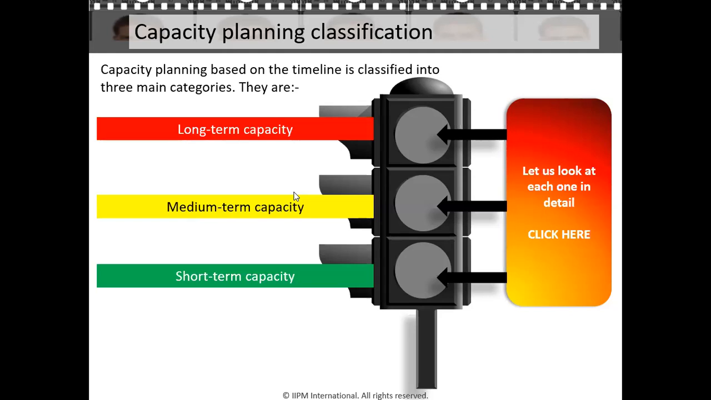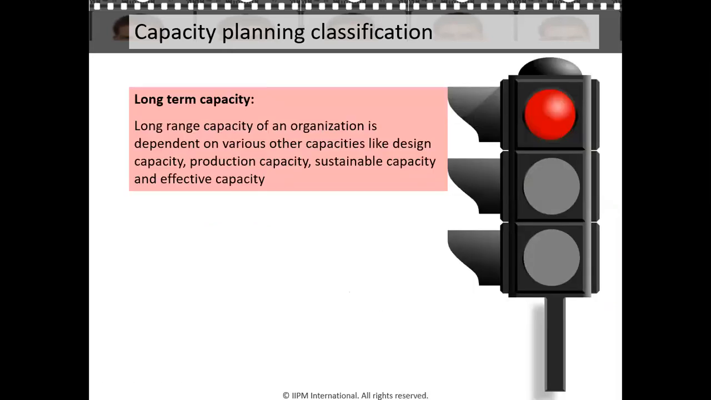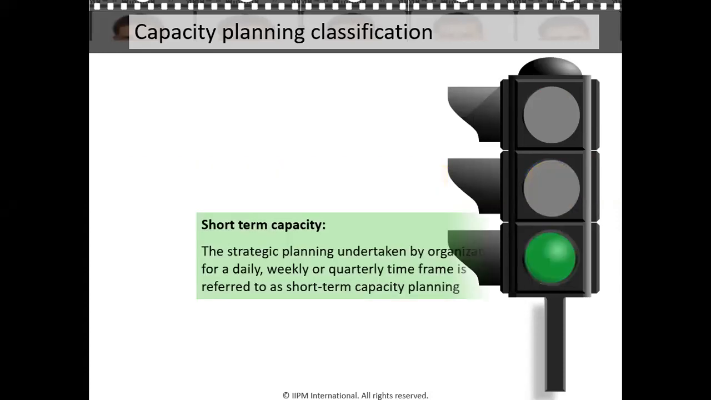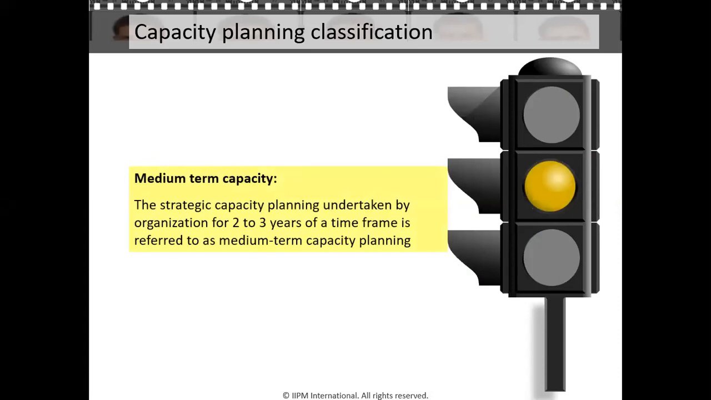Capacity planning classification. Capacity planning based on the timeline is classified into three main categories: long-term capacity planning, medium-term capacity planning, and short-term capacity planning. Let's quickly look at each one. Long-range capacity of an organization depends on various other capacities like design capacity, production capacity, sustainable capacity, and effective capacity.